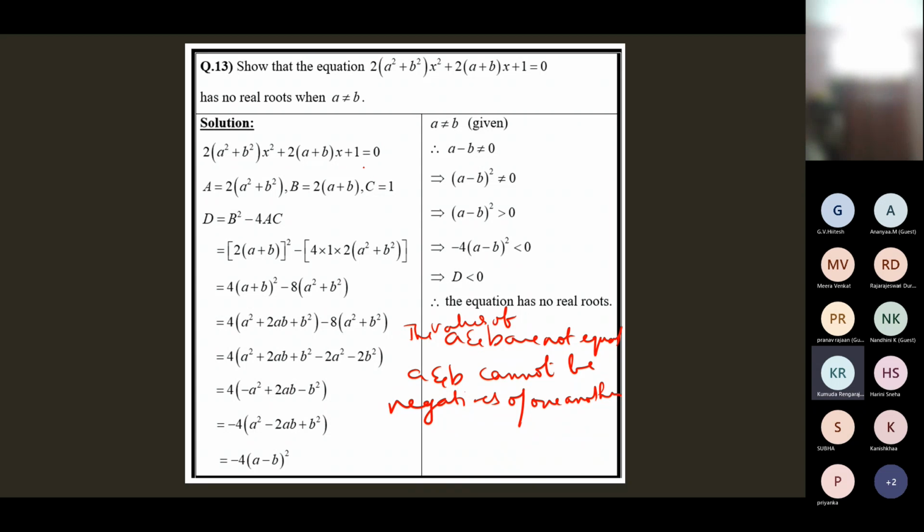Remember, you have to find D. Write the equation. Bring the values of a, b, and c, just the coefficients. Cover the x square, take away the x square. This is a. Take away the x. This is b. And the constant is c.